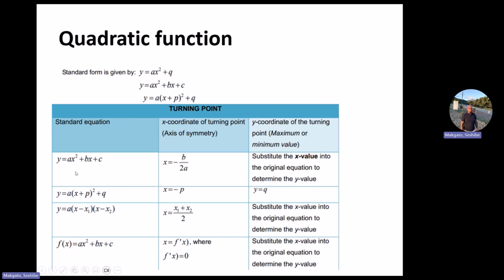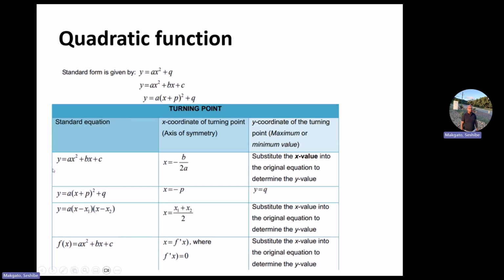So that means, for example, if your b is 4 and your a is 2, then that will be minus 4 over 2 times 2, that is minus 4 over 4, which is minus 1. So the x-coordinate for that particular turning point will be minus 1. But we'll have to then look at how you get the y value for that particular x-coordinate. So we have to substitute the x value into the original equation to determine the y value.